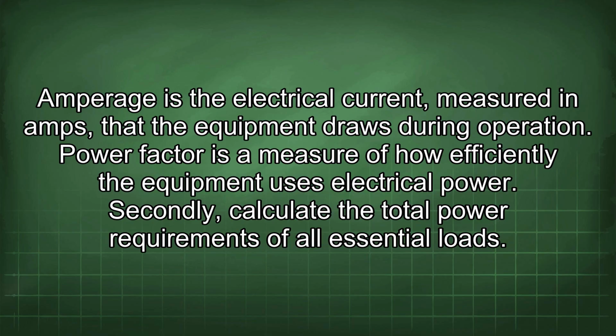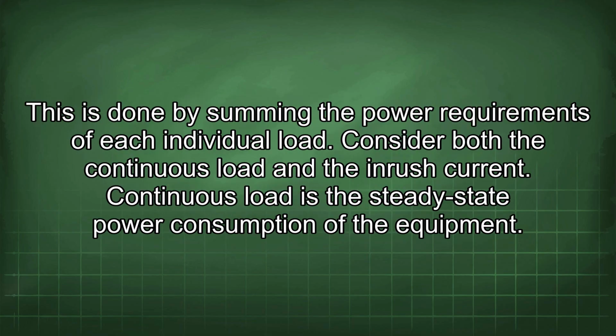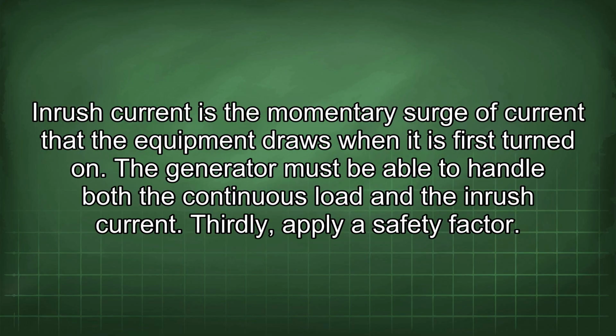Secondly, calculate the total power requirements of all essential loads. This is done by summing the power requirements of each individual load. Consider both the continuous load and the inrush current. Continuous load is the steady-state power consumption of the equipment. Inrush current is the momentary surge of current that the equipment draws when it is first turned on. The generator must be able to handle both the continuous load and the inrush current.